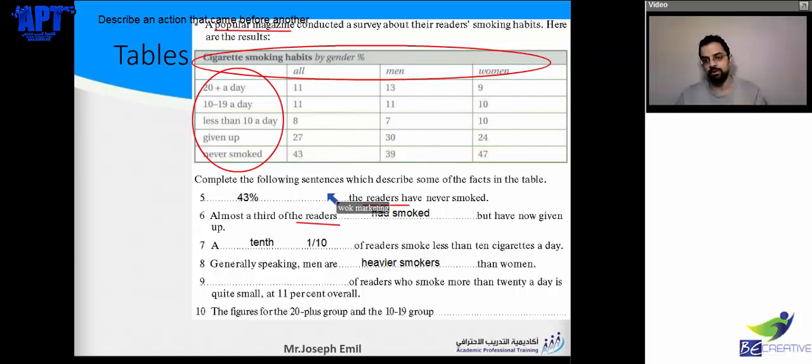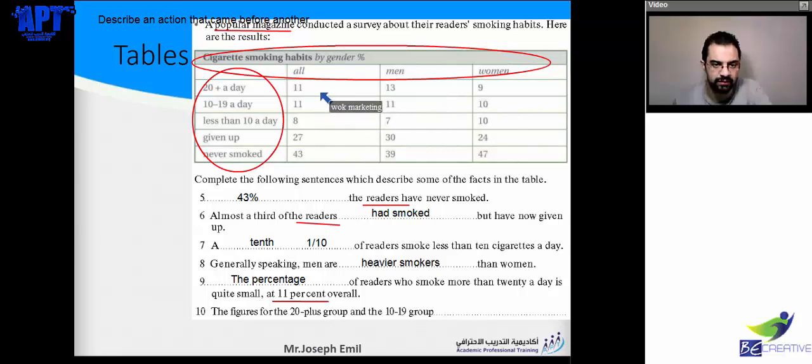Here, or in the table here. More on that later. Summarizing information. The percentage of readers who smoke more than 20 a day is quite small, at 11% overall. So 11% here. We're talking about a percentage. So the answer is, have you guessed it? If you guessed the percentage, this is absolutely correct. The percentage of readers who smoke more than 20 a day is quite small, 11% overall.